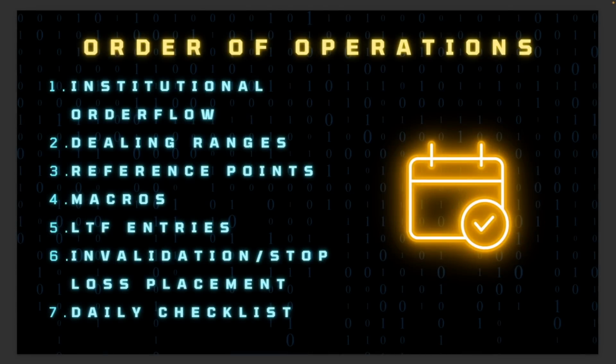So our order of operations, we're going to talk about institutional order flow, dealing ranges, reference points, macros, lower time frame entries, invalidation or stop loss placement, and a daily checklist. And we're going to see how all these things come together to form a model.